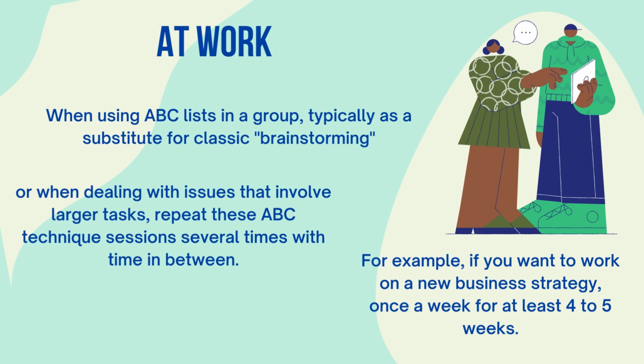For example, if you want to work on a new business strategy once a week for at least 4 to 5 weeks, this can be done in the course of a normal meeting as it only takes 2 to 3 minutes. The team leader then collects the ABC lists of the participants and consults them successively. ABC lists save huge amounts of money for consultants and staff time, and success will be much better.